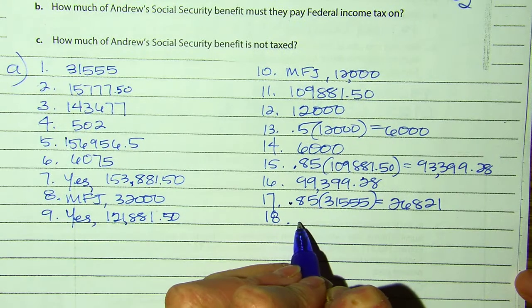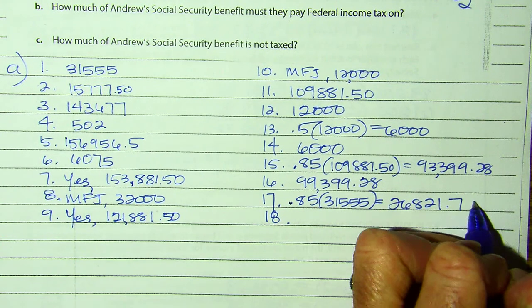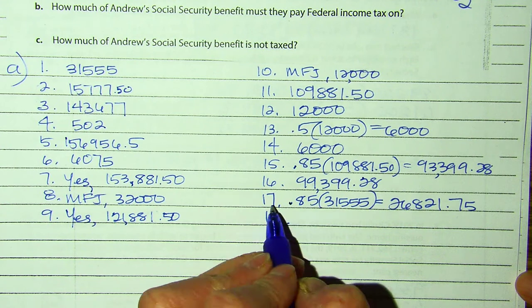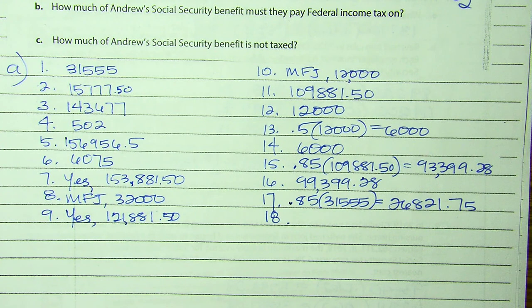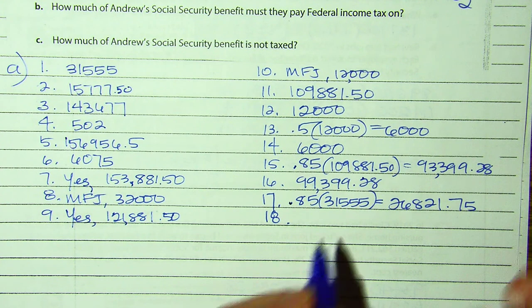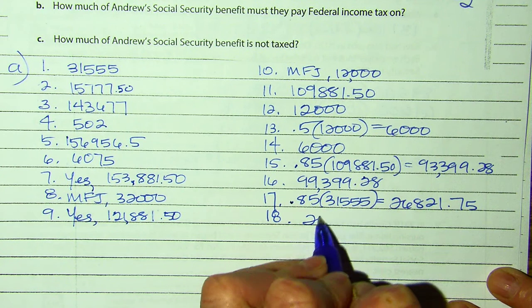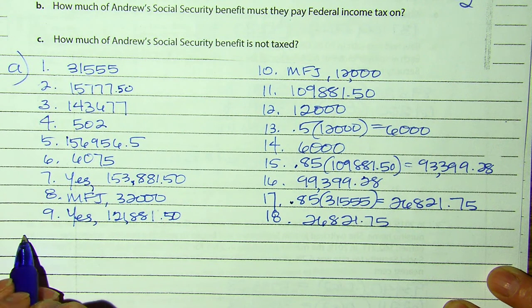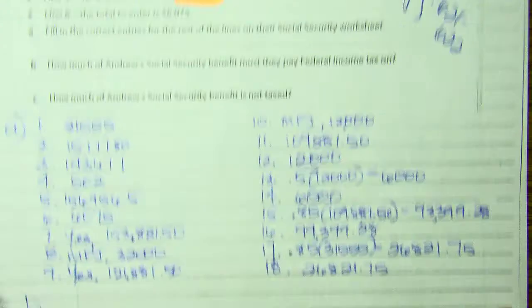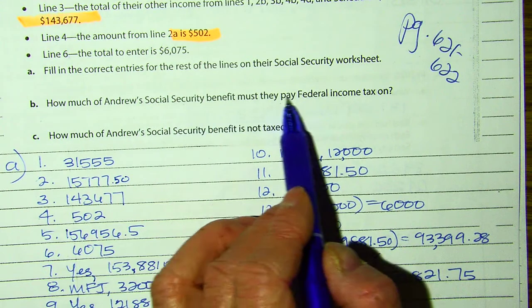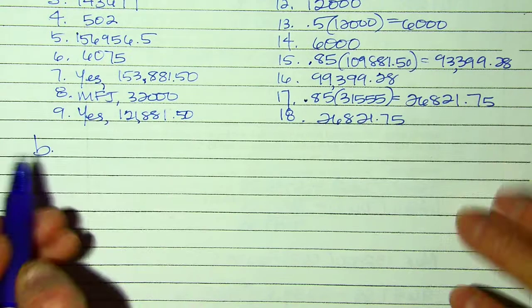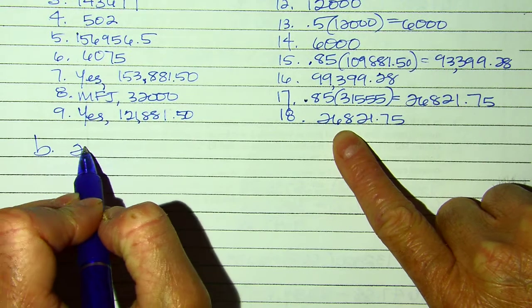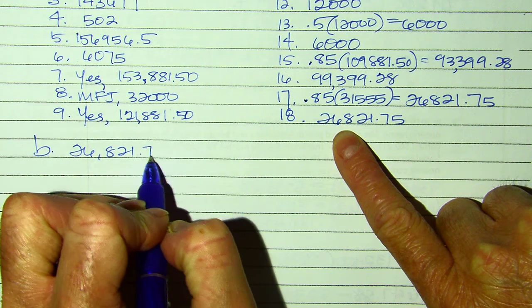Line 18, I'm sorry, this is 75 cents, is to enter the smaller of line 16 or 17. And the smaller of these two is the 26,821 and 75 cents. So part B says, how much of Andrew's Social Security benefit must they pay federal income tax on? And it's this last line, 26,821 and 75 cents.